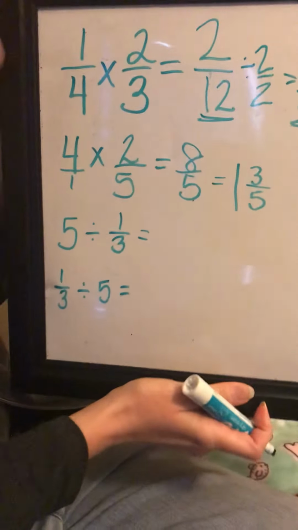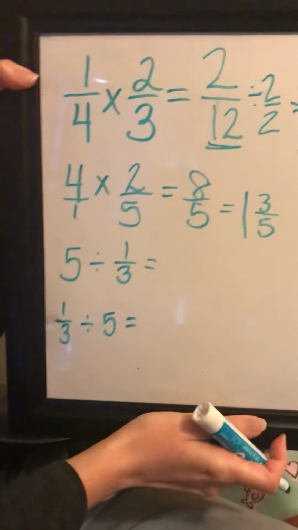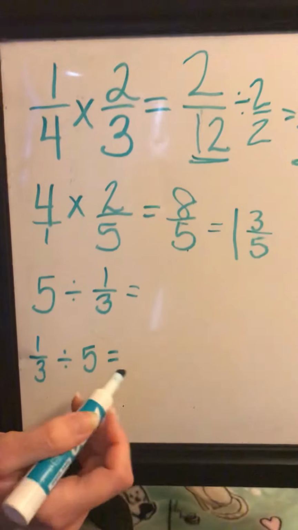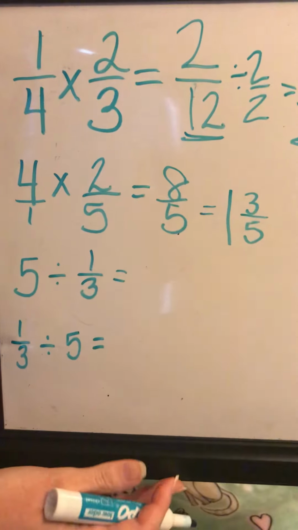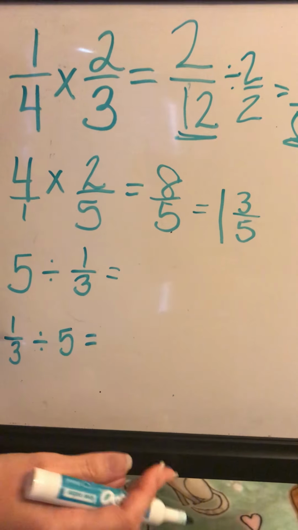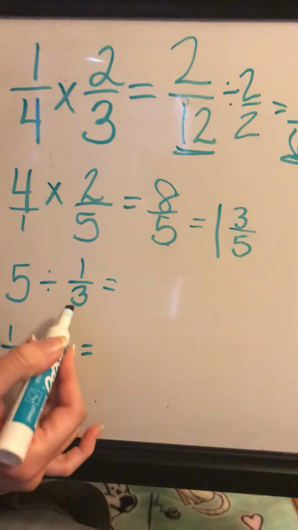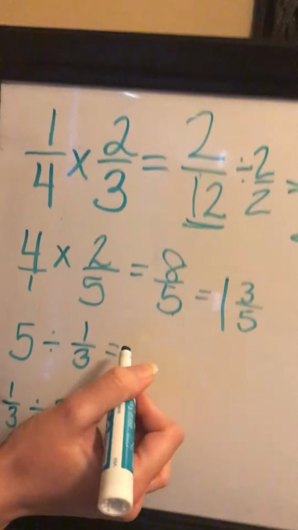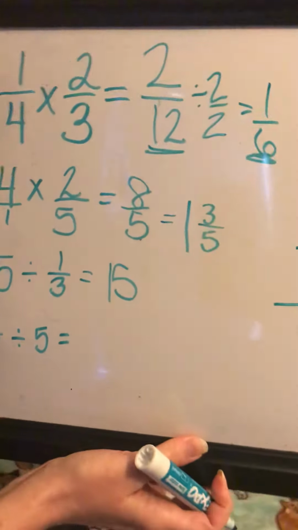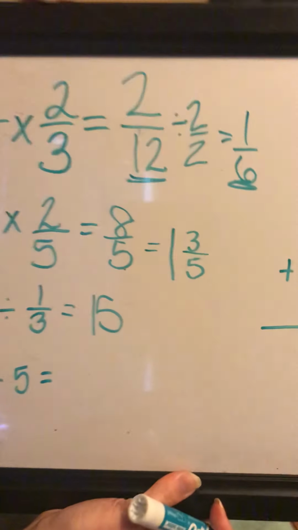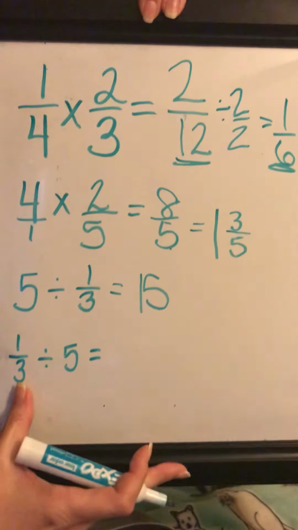Then if I'm dividing by a fraction, 5 divided by a third, if you'll remember, that means how many thirds are in 5. So if I had just 1, I would have 3/3 in 1. So I can multiply 3 times 5 to get 15.